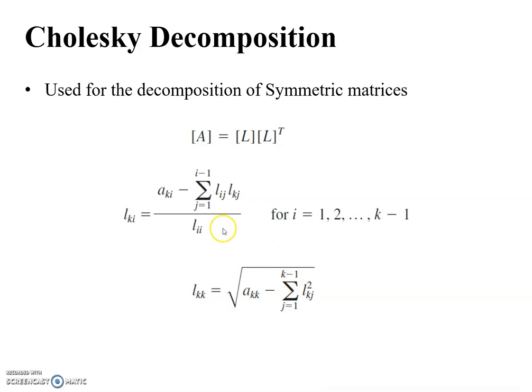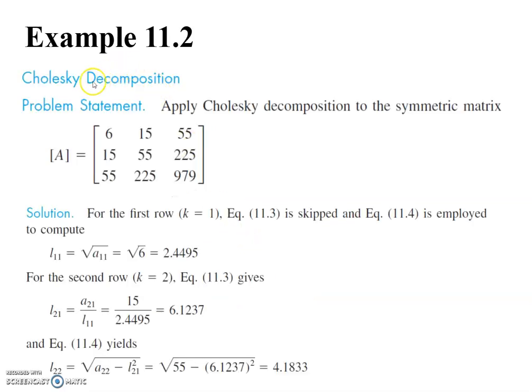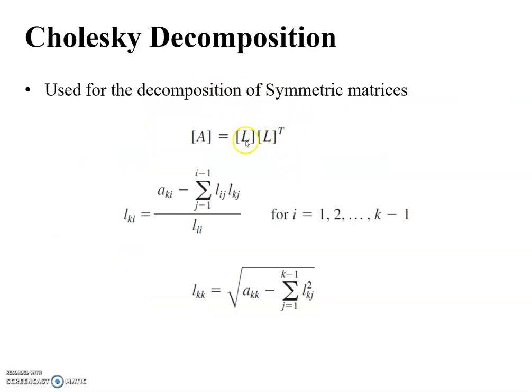Okay, so this recurrence relationship looks a little bit complicated, but when we apply it, I think we can understand it better. So let's see it with the help of an example. Suppose we have a matrix A which is symmetric, so you can see that 6, 15, 55 and then 6, 15, 55, so this is a symmetric matrix. We want to apply this Cholesky decomposition method to decompose this matrix into this format, it means L times L transpose.